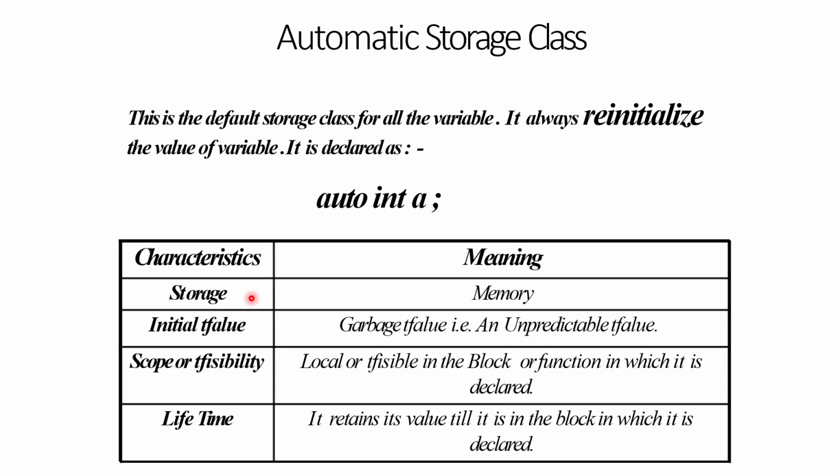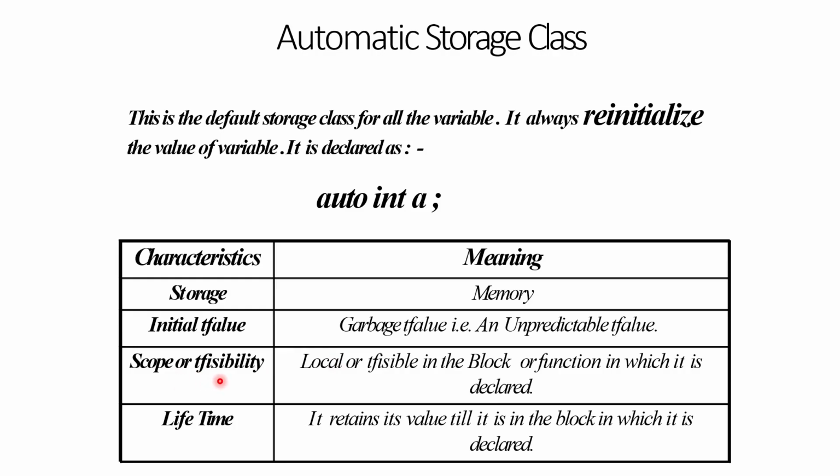The storage area for automatic storage class variables is memory. Memory means your RAM. And the initial value is the garbage value, or you can say unpredictable value. And this is the reason you have seen that when you declare a variable like int a, and then if you print that, you get a garbage value, because the variable was in automatic storage class by default.